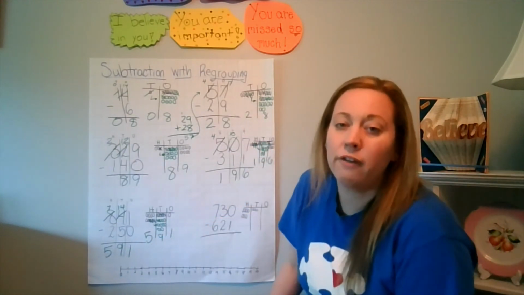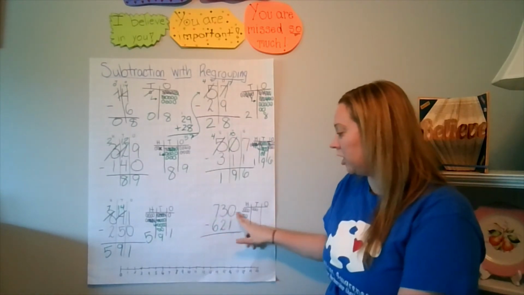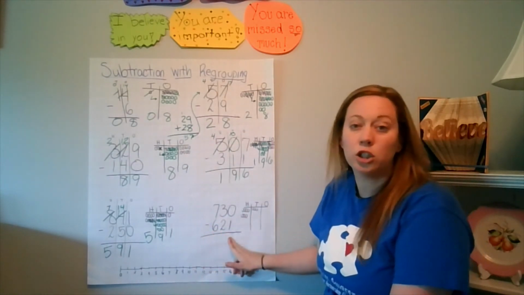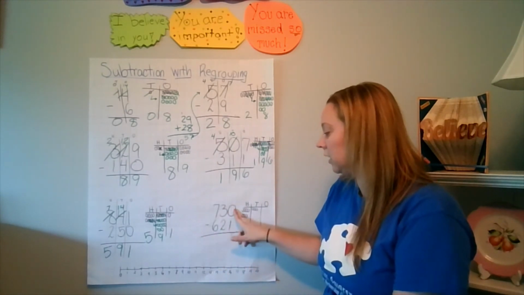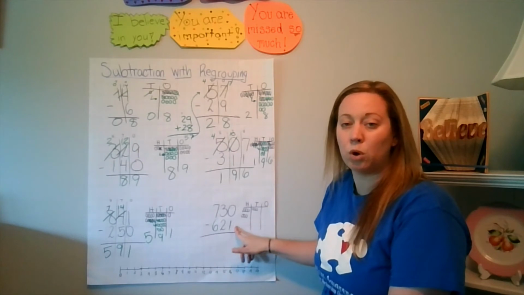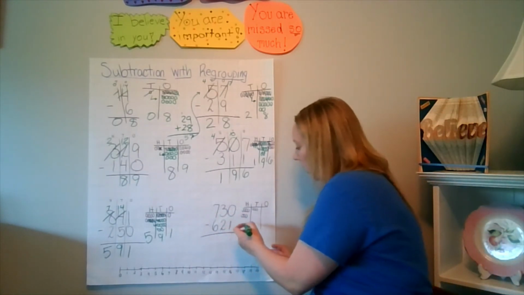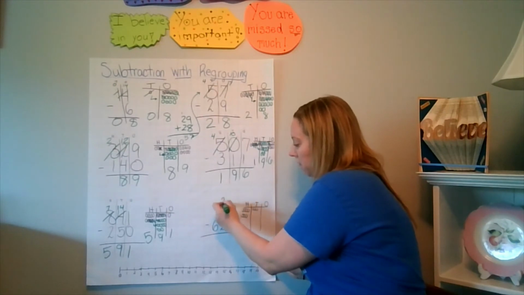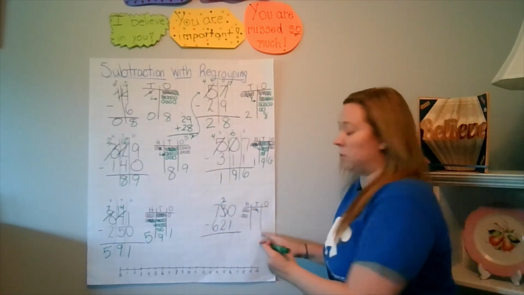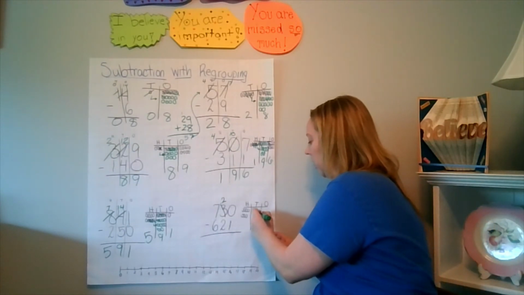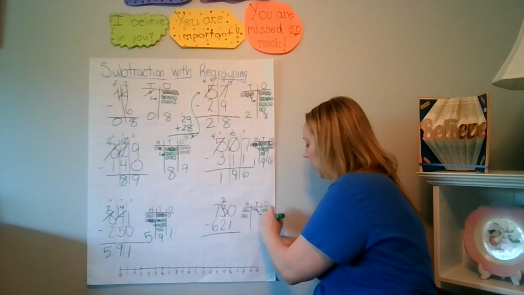Okay, and our very last problem before you guys get to try some. 730 minus 621. So, start in your ones place. 0 is smaller than 1, so I have more on the floor. I have to go next door and take 10 more. So, I'm going to take one from him. So, take one from my tens place, and I'm going to move it over to my ones place so I have something to subtract. 1, 2, 3, 4, 5, 6, 7, 8, 9, 10.